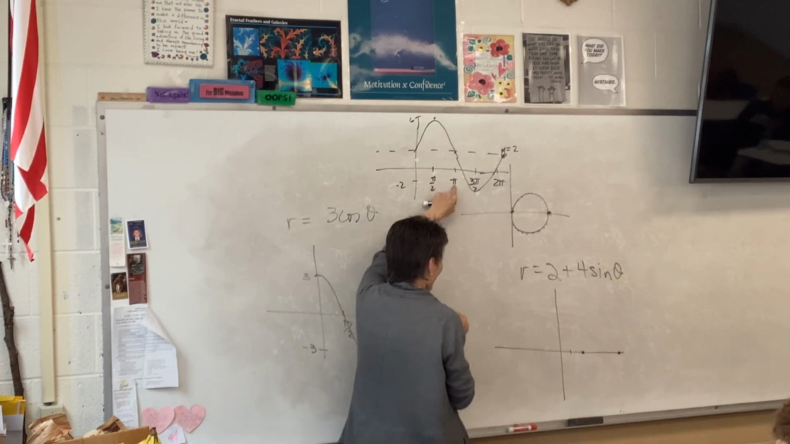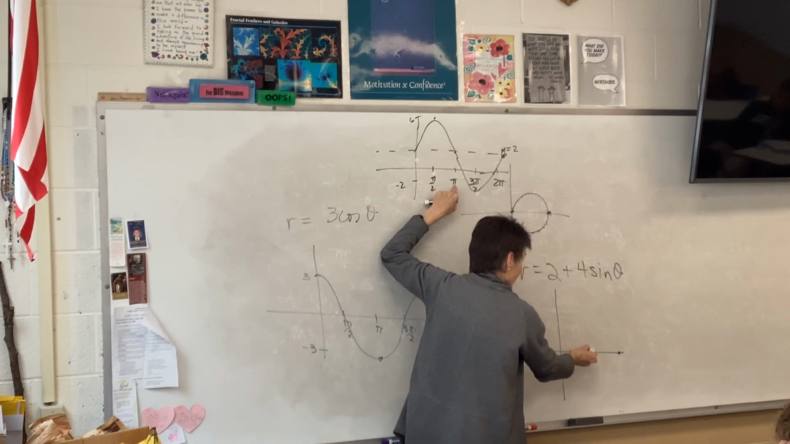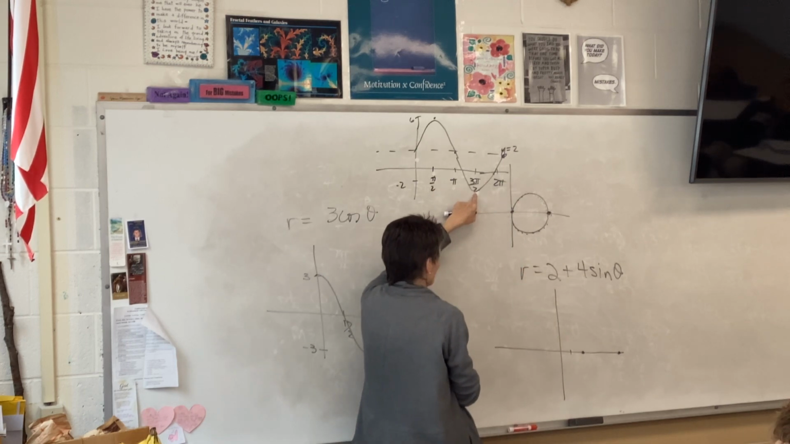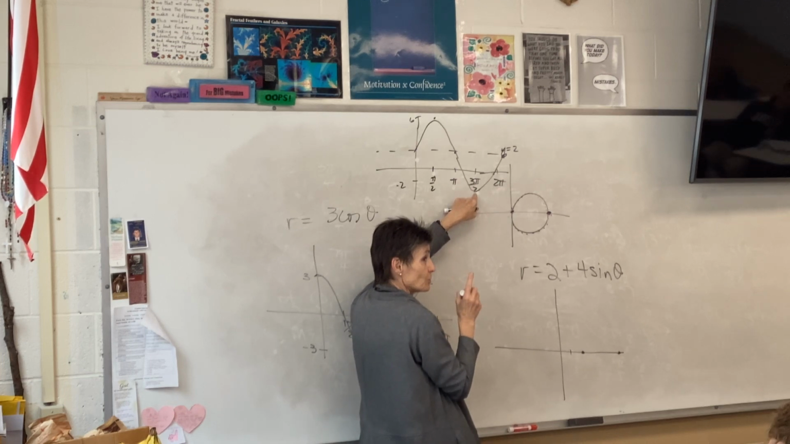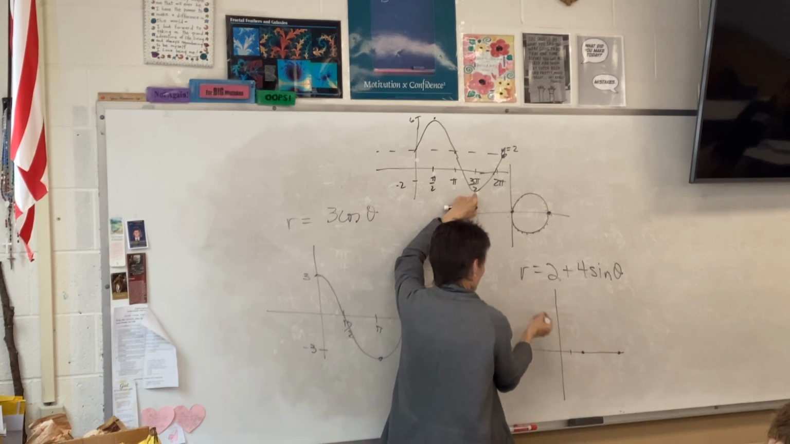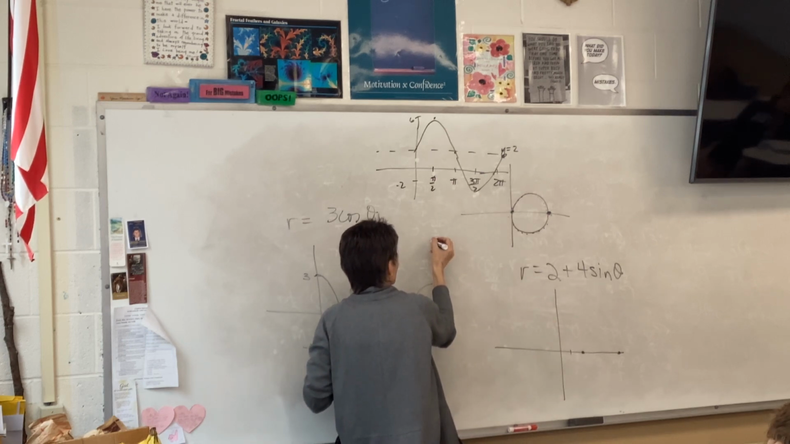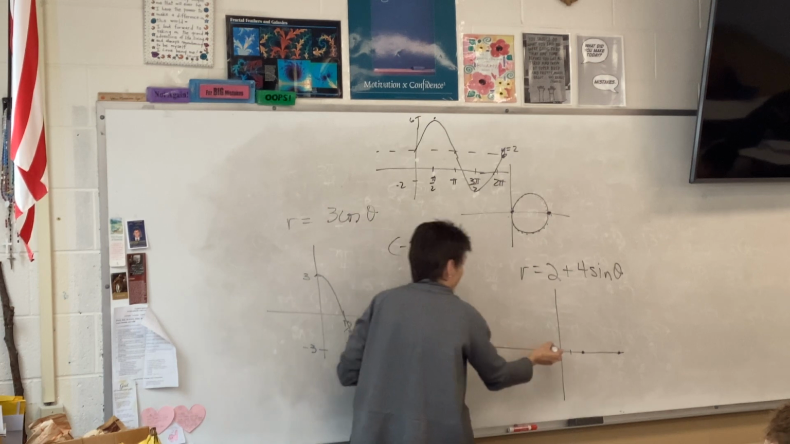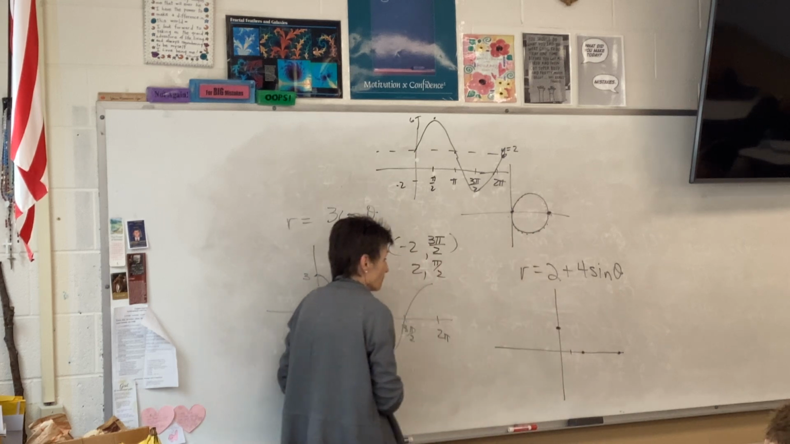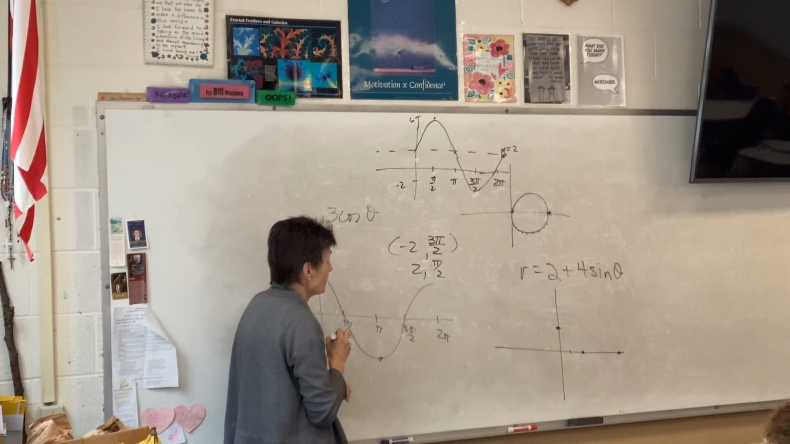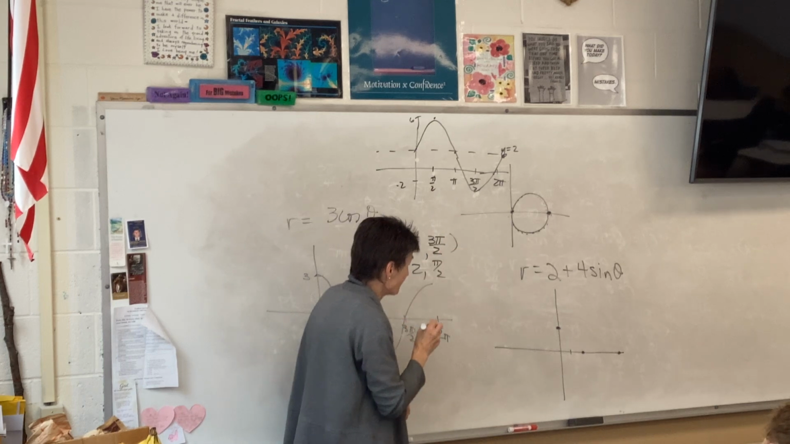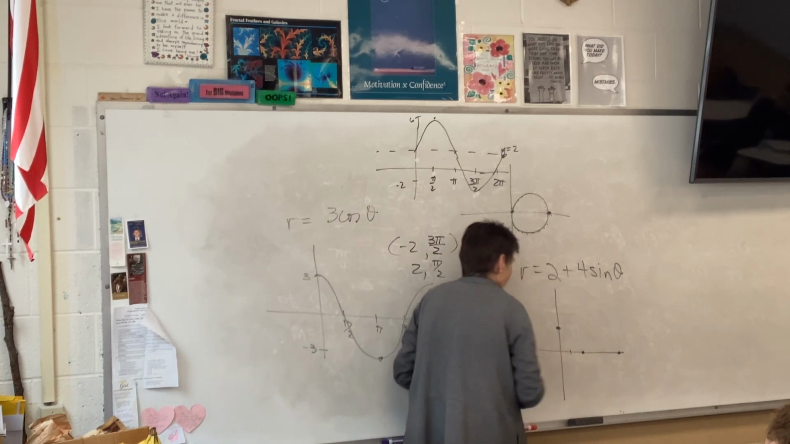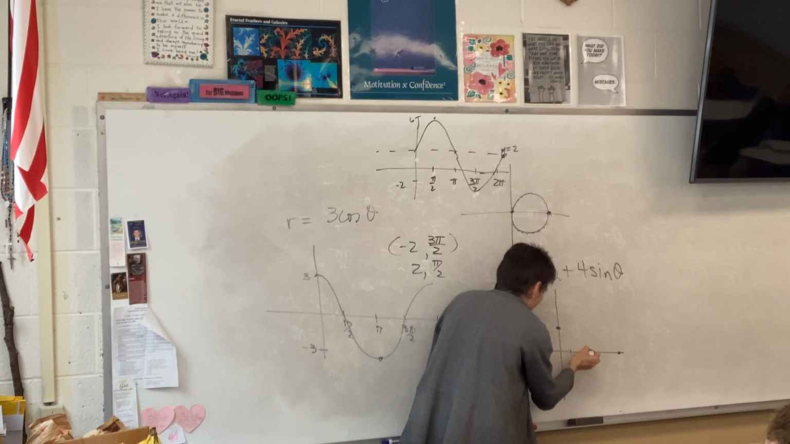If we put in pi, we're back to 2 again. If we put in 3 pi over 2, we get -2, but remember, that's actually going to be plotted. That would be the point 3 pi over 2, -2. And then what happens at 2 pi? We're right back to 2 again. All right, let's see if we can figure out what this thing looks like.